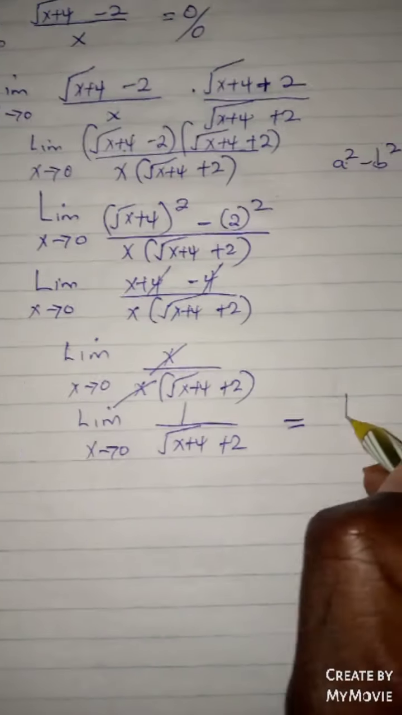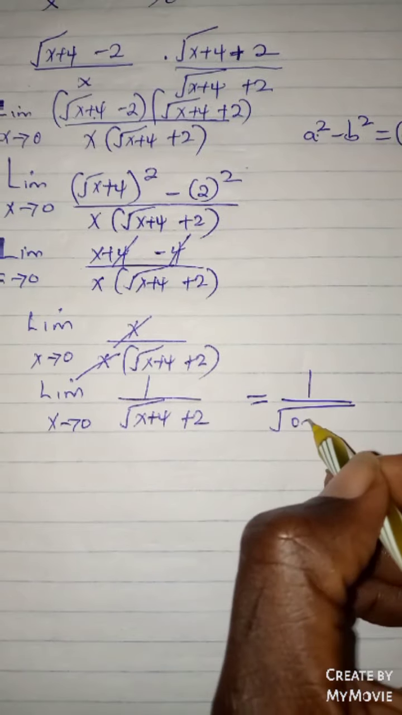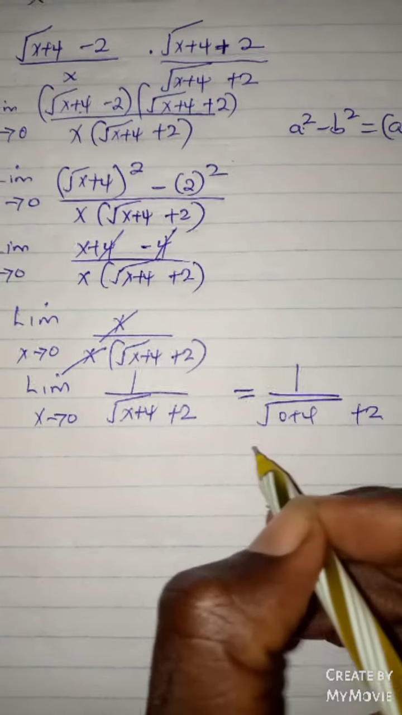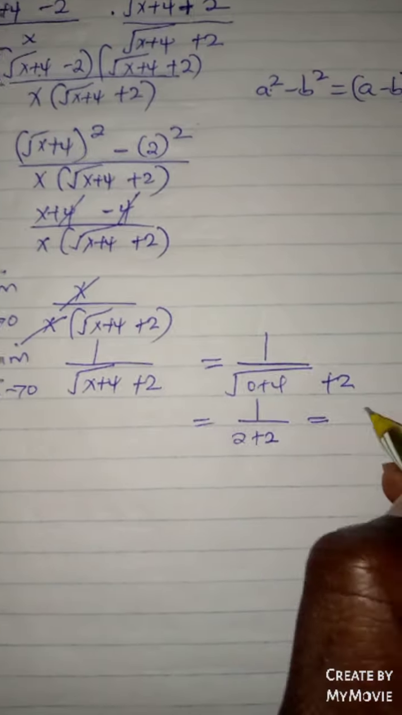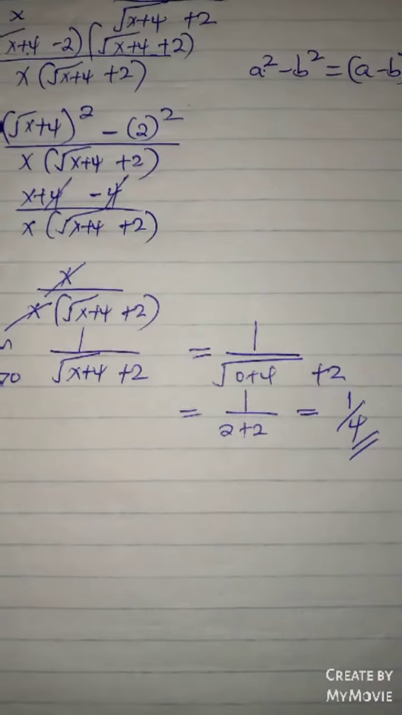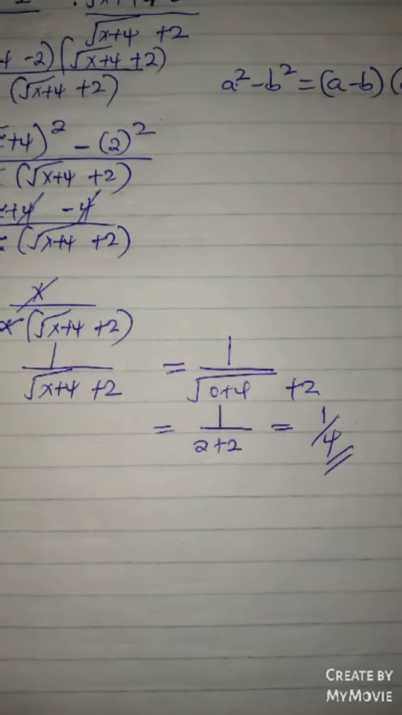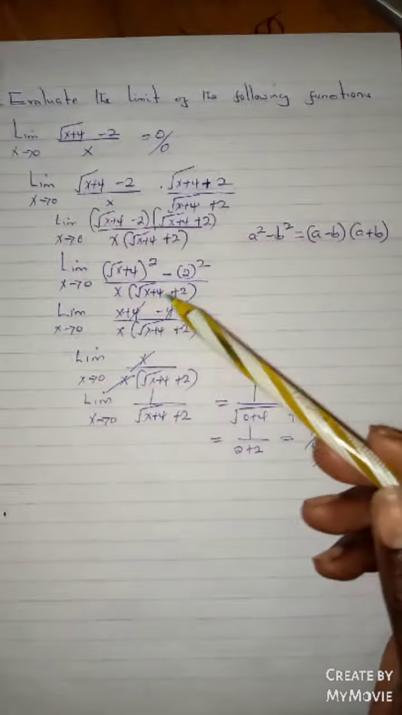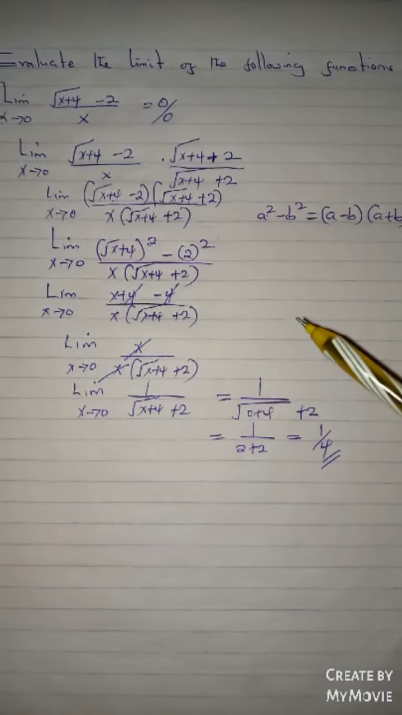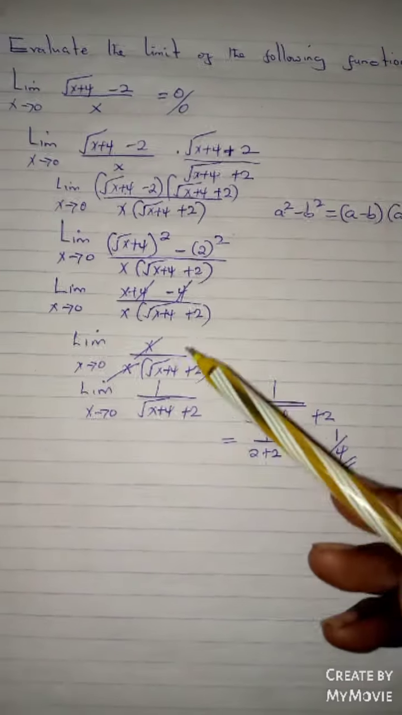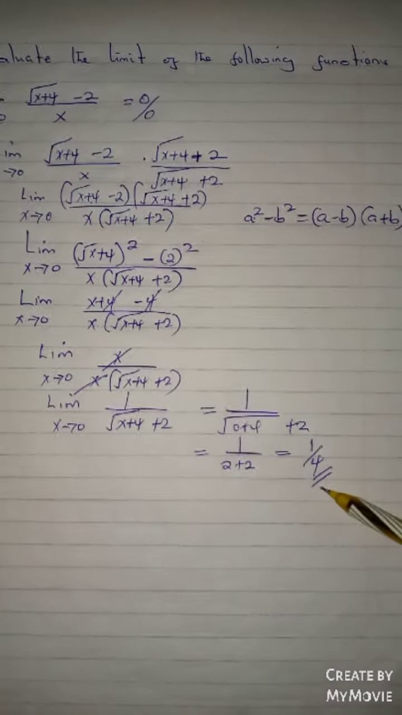Introducing the value 0, we get 1 over the root of 0 plus 4, then plus 2, that is 1 over 2 plus 2, which gives 1 over 4. So we have used the rationalization technique to find the limit. Although plugging the value of x into the function gives 0 over 0, which is undefined, using rationalization we arrive at 1 over 4 as the limit of that function.